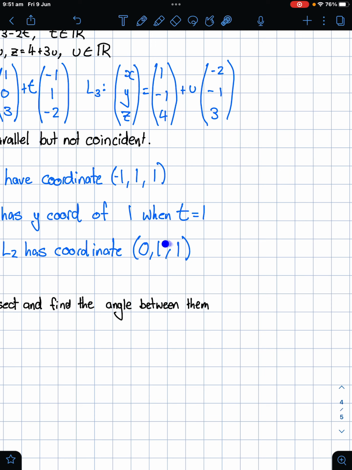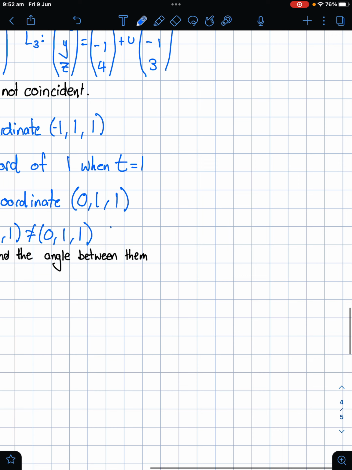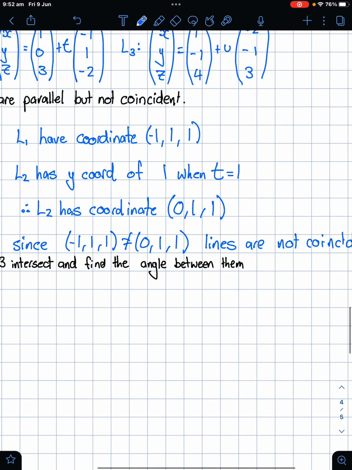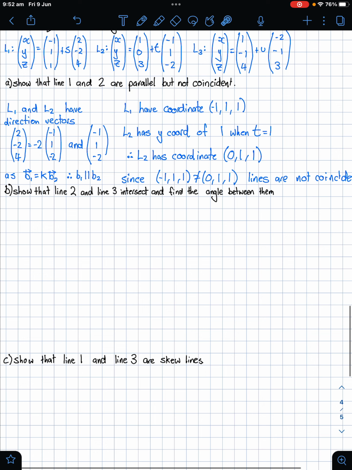So it's actually closer than I thought. We've got 2 of these coordinates are the same, but one of them is different. So that means, sorry, I was just double checking the notes, 1, 1, 1 does not equal 0, 1, 1. Lines are not coincident. Okay, so that's given us those. We're obviously looking in 3D now, so we've got to start remembering parallel lines have the same direction vector. Okay, show that line 2 and line 3 intersects and find the angle between them.